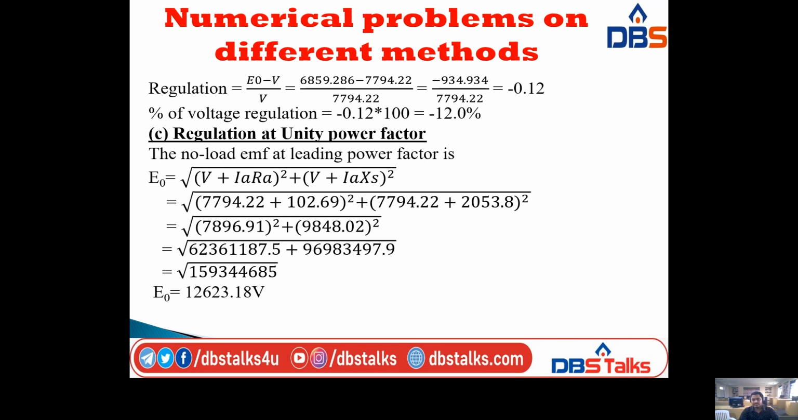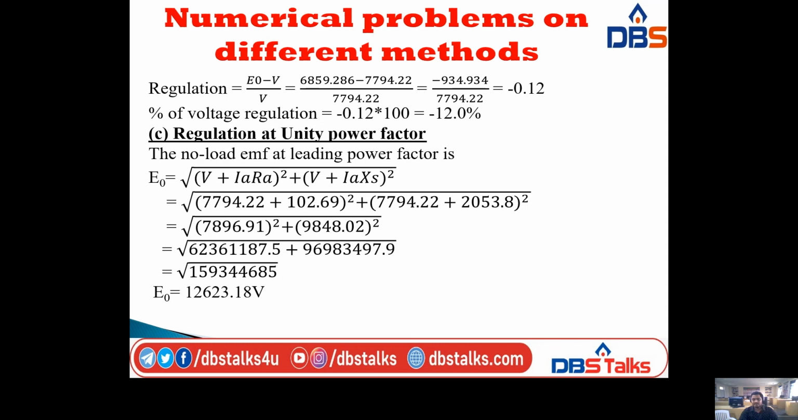So that's why the equation is written as E naught is equal to root of (V plus IaRa) whole square plus (V plus IaXs) whole square. From this, you already know the V value and the IaRa drop and IaXs drop. Okay, please substitute those values into this formula.